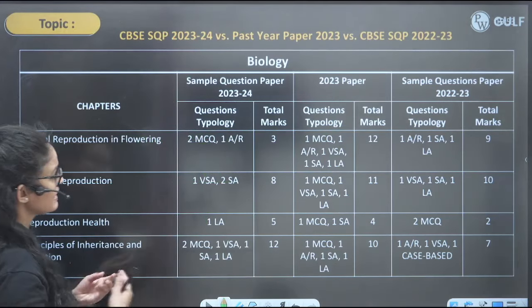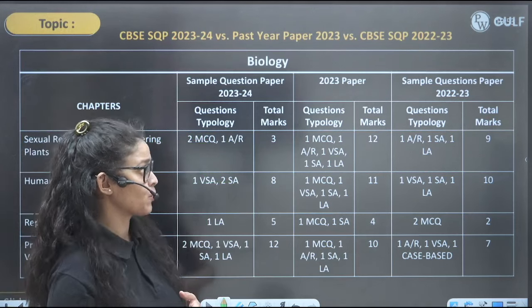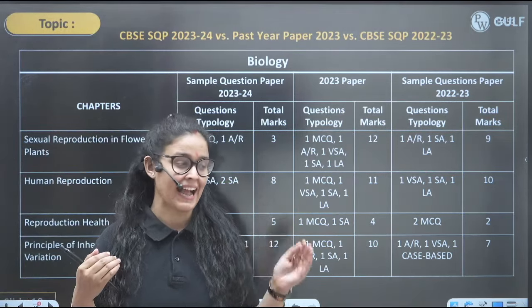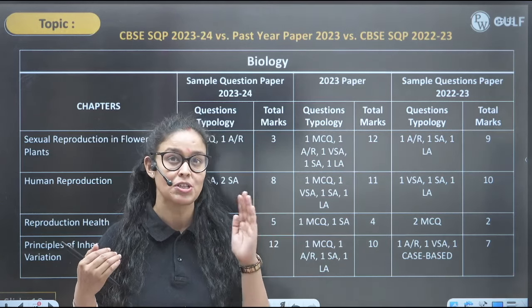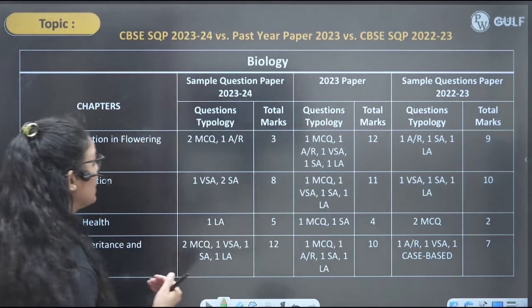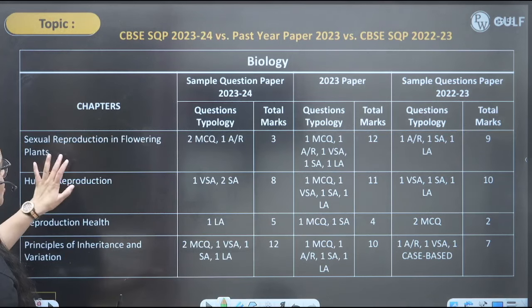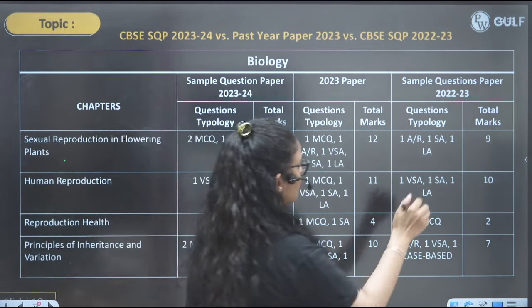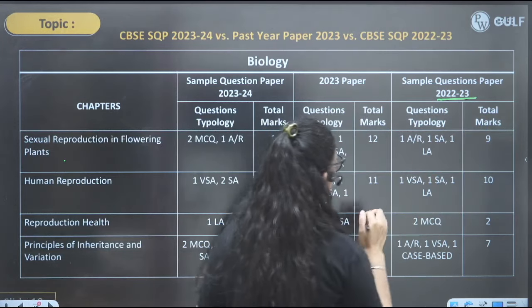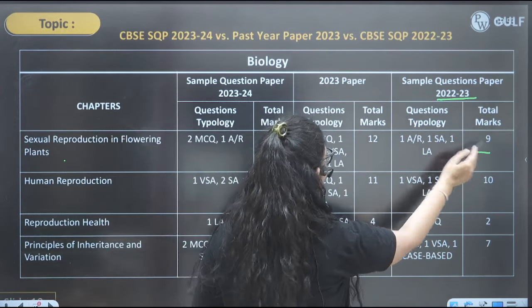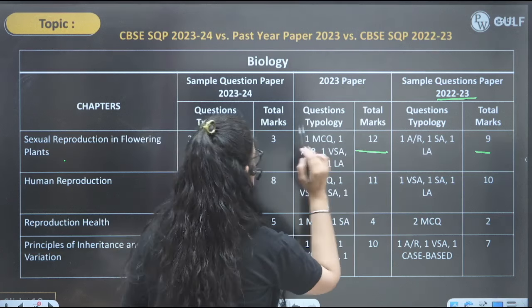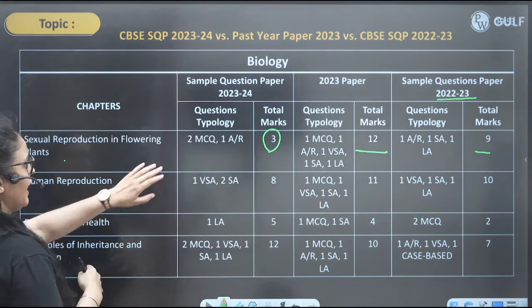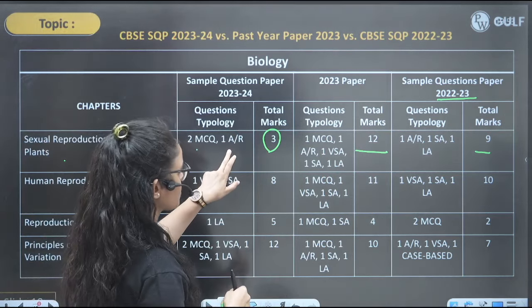Next, let's see past year questions, what kind of questions they have asked in the past, so that we can predict the questions they are going to ask this year also. So bacha, for sexual reproduction in flowering plants, in 2022-23 total marks were 9. In 23, they asked 12 marks of questions, and this time you can expect at least 3 questions from here, and that too MCQ type and assertion reason type.